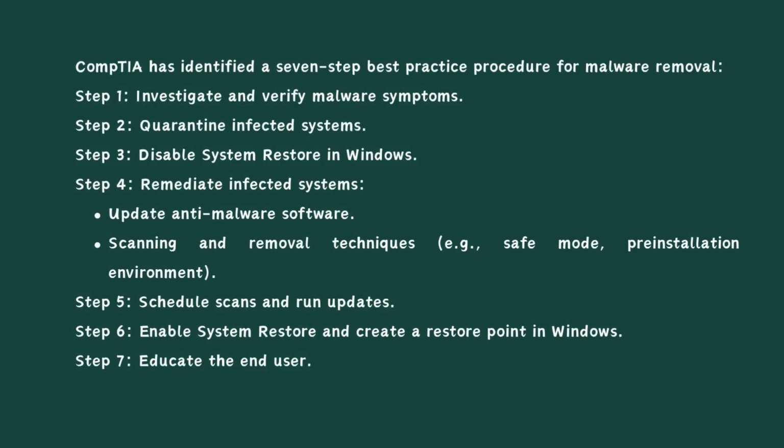CompTIA A+ has identified a 7-step best practice procedure for malware removal. Step 1. Investigate and verify malware symptoms. Step 2. Quarantine infected systems. Step 3. Disable System Restore in Windows. Step 4. Remediate infected systems. Update anti-malware software. Scanning and removal techniques, e.g. safe mode, pre-installation environment. Step 5. Schedule scans and run updates. Step 6. Enable System Restore and create a restore point in Windows. Step 7. Educate the end user.